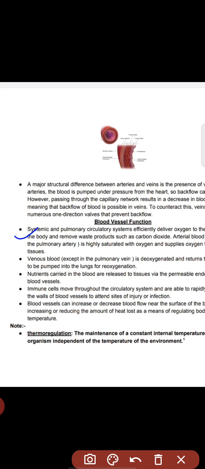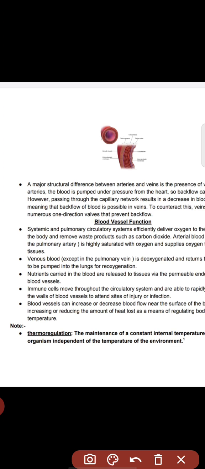Second function is venous blood, that except the pulmonary vein, returns deoxygenated blood to the heart, that is facilitated by the blood vessels. Third function, blood carries nutrients, that are released to the tissue by the permeable end of the capillaries. Thus it carries nutrition. It is another function.